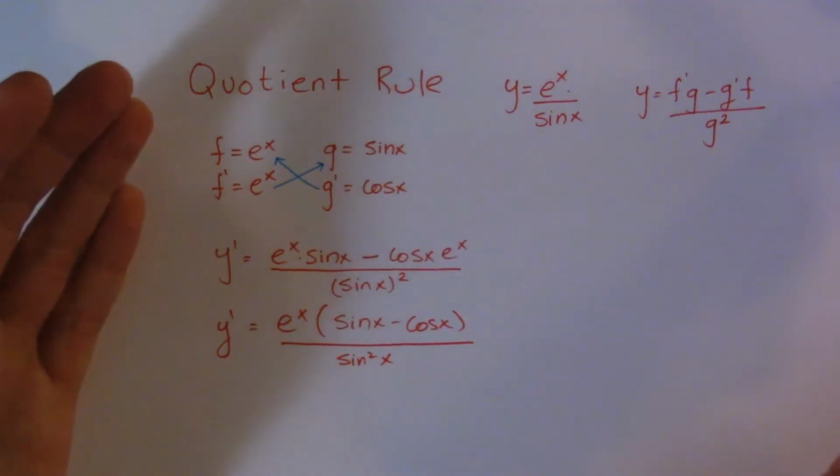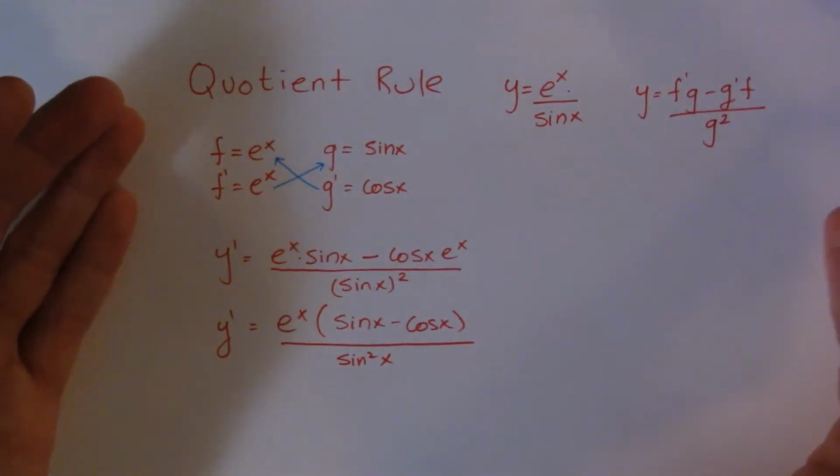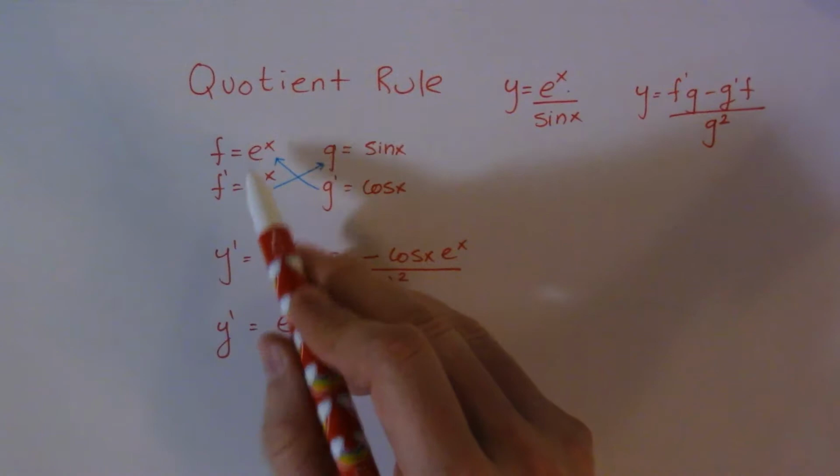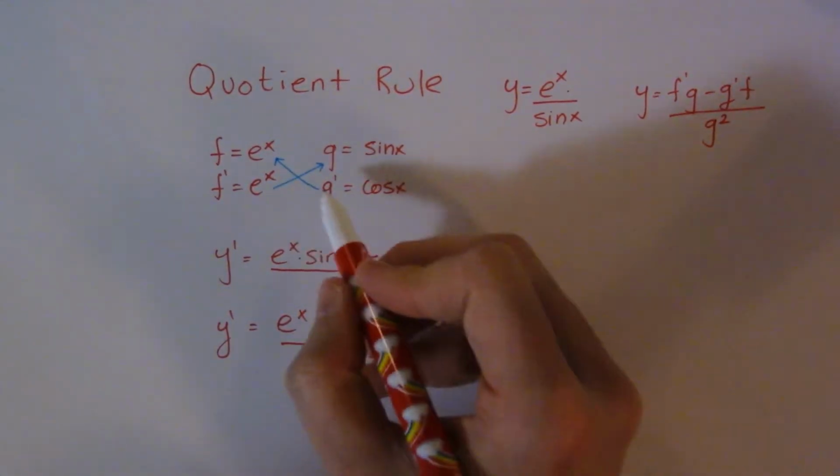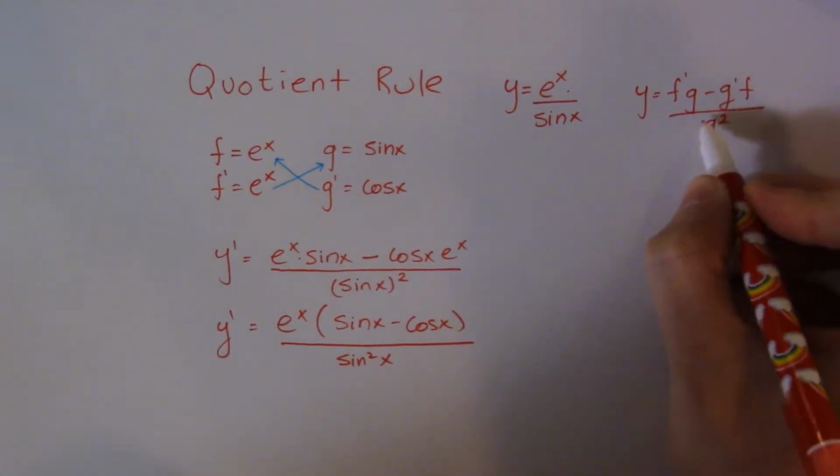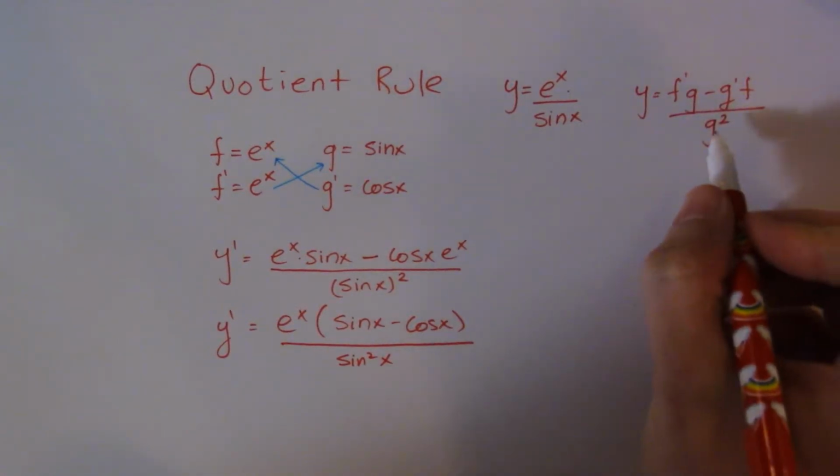That's a really simple quotient rule example, but that's how I remember it. Write it like this, and then you can do a little cross, and then just remember that you're subtracting, and then you have the square on the bottom. You have the g squared.